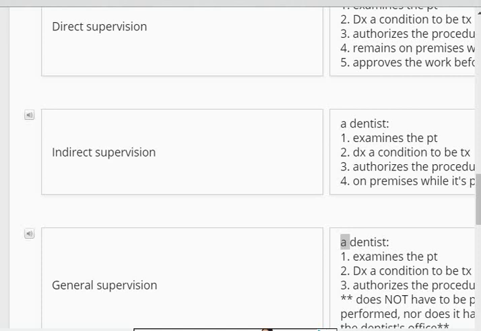How long do you have to report an adverse occurrence? 48 HRS by registered mail to the board. 30 days for complete written report.